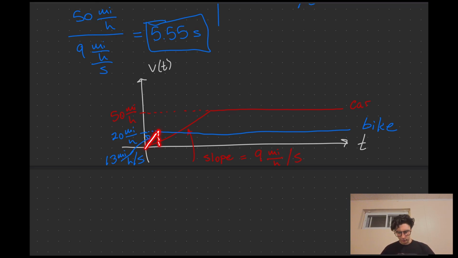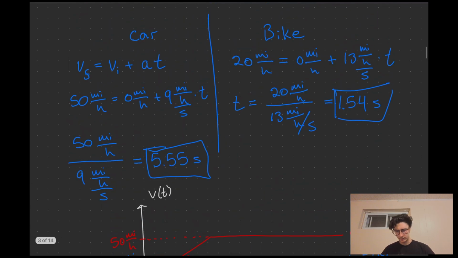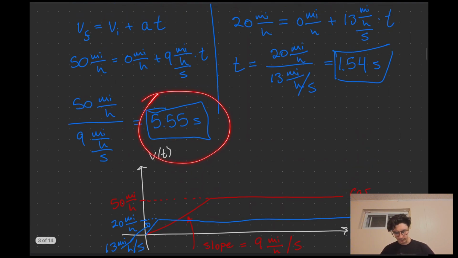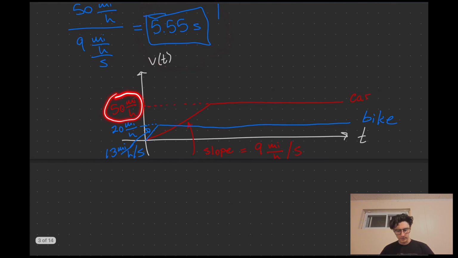Right here, it hits 1.54 seconds, which we calculated with this equation over here. The car accelerates at a slower rate, but for a longer time, 5.55 seconds. The car reaches this final velocity, 50 miles per hour, and then it coasts forever. The bike reaches its final velocity, 20, and it coasts forever. The point where they are at the same position is where we want to find their time. How long does it take for the car to overtake the bike? How do we do this?